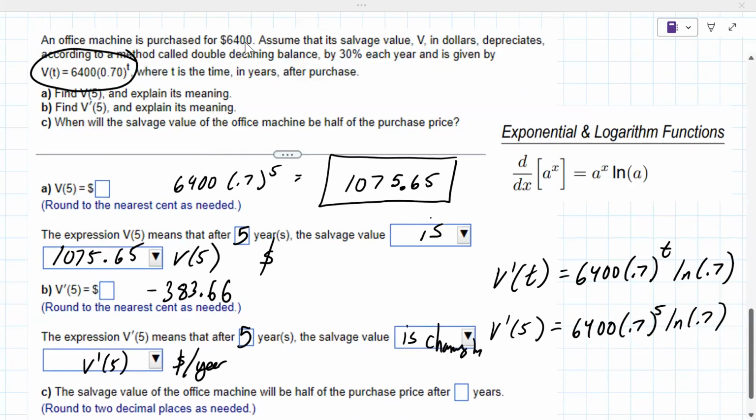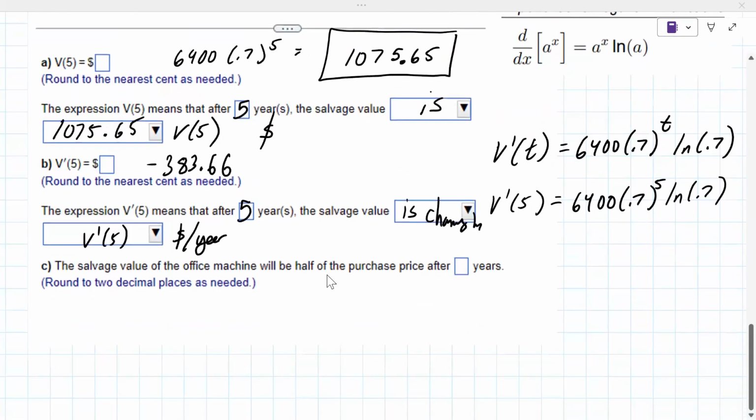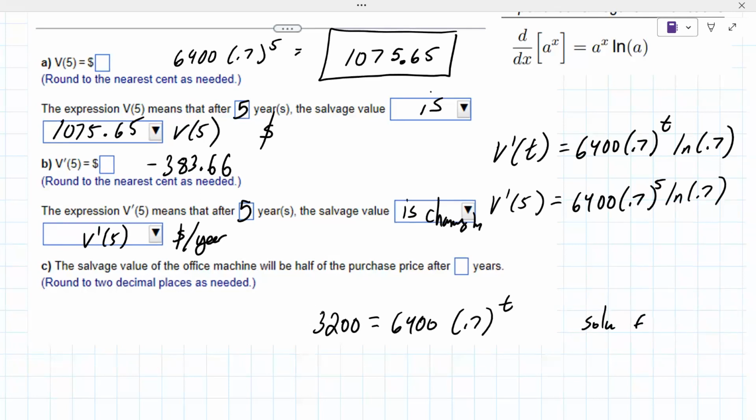The original purchase price is 6,400. We want to know when it's half, that's 3,200. When does 3,200 equal 6,400 times 0.7 to the T? So you're just solving for T. Now this is not a calculus question, but it's an important question. So you divide by 6,400, and you get a half.